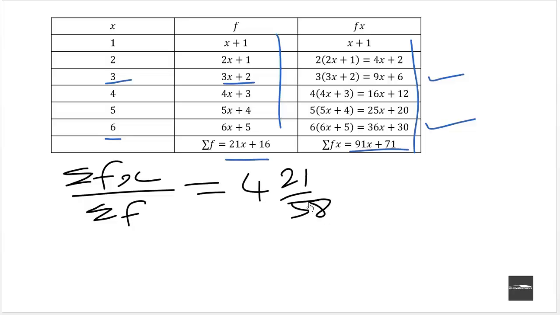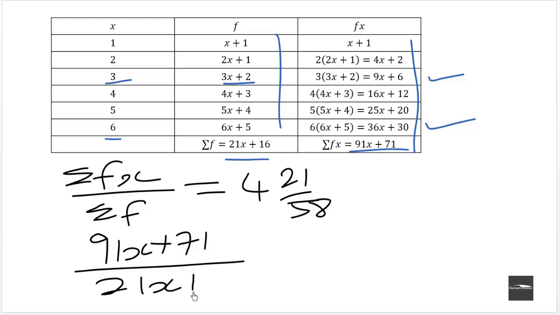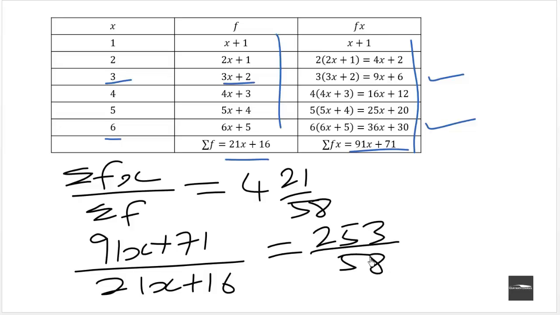So what do we do next? Let us put the summation fx, which is 91x plus 71, over 21x plus 16 is equal to, now let's convert these to mixed numbers, and that will give us 253 over 58. 58 times 4 plus 21 will give us 253 over 58. So what do we do next? We need to cross multiply and solve for x.